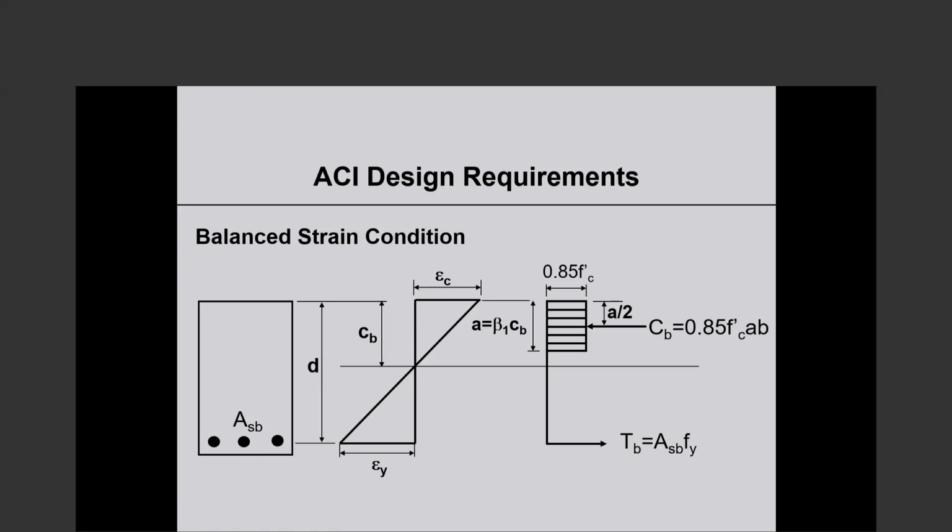Okay, so the tension reinforcement area that will produce balanced condition is A sub SB, B for balanced. Corresponding neutral axis depth is C sub B, and the corresponding stress block depth is beta sub 1 C sub B. I think this figure is totally self-explanatory. All we have done is the area of the reinforcement is the balanced steel area, and so the tensile steel force is the balanced area multiplied by F sub y.